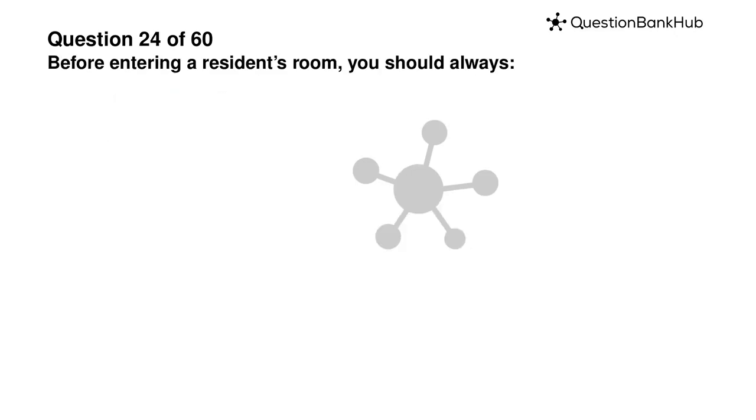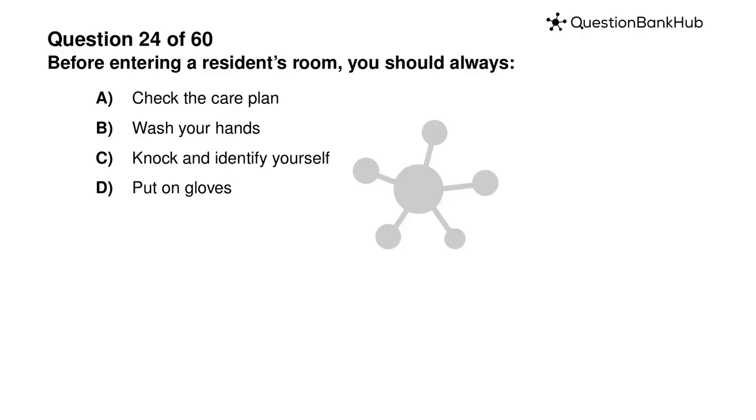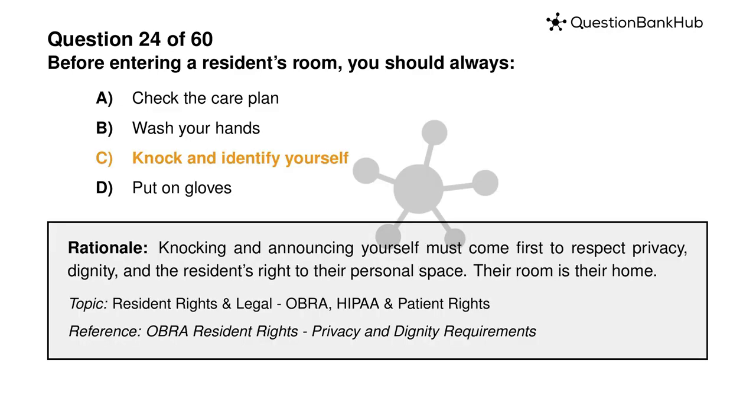Question 24. Before entering a resident's room, you should always A. Check the care plan. B. Wash your hands. C. Knock and identify yourself. D. Put on gloves. The correct answer is C. Knock and identify yourself. Knocking and announcing yourself must come first to respect privacy, dignity, and the resident's right to their personal space. Their room is their home.